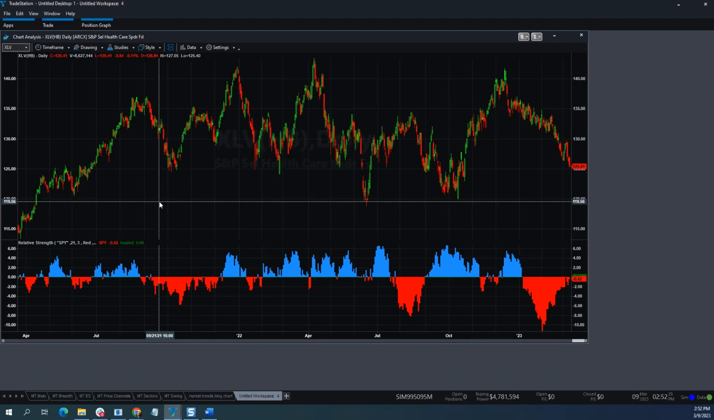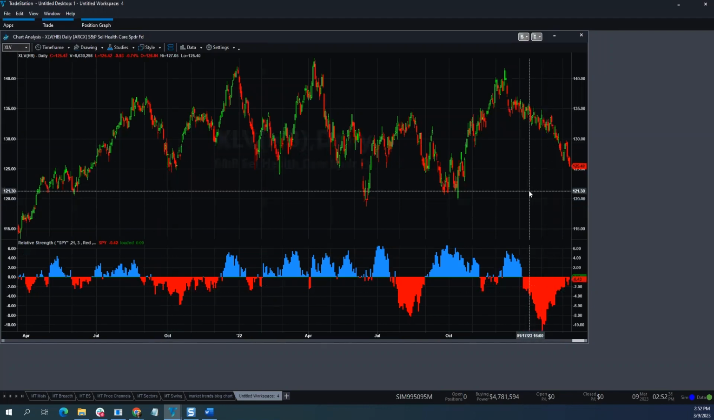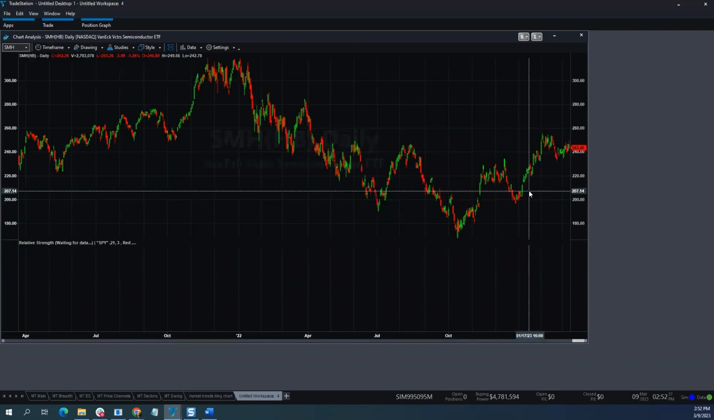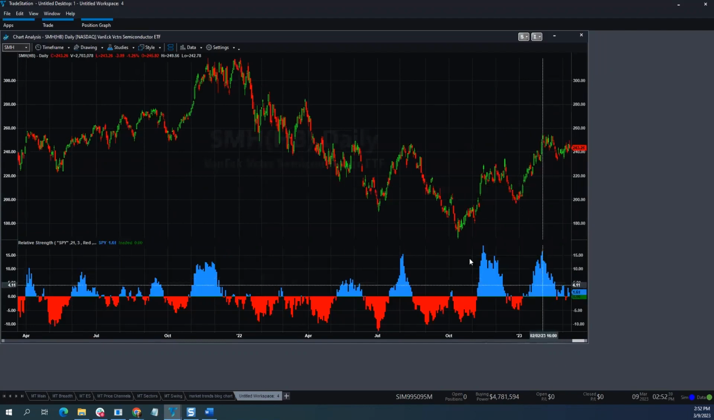Right now, though, somebody seems to have a sense that something bad is coming in healthcare, and they're getting liquidated. So it's just interesting. You can see this. But now let's look at semiconductors. This is interesting. The relative strength here is very interesting to me.